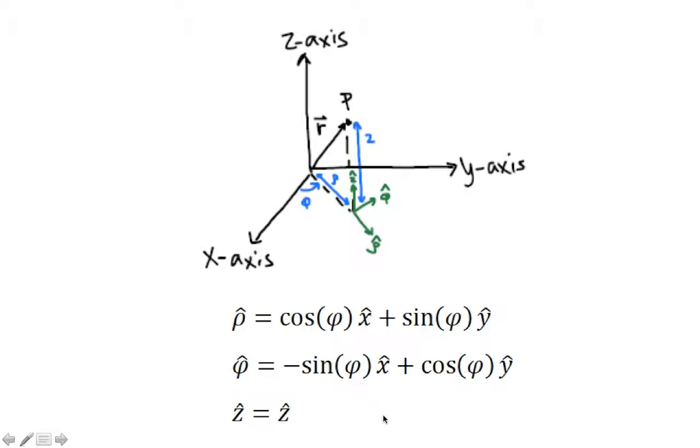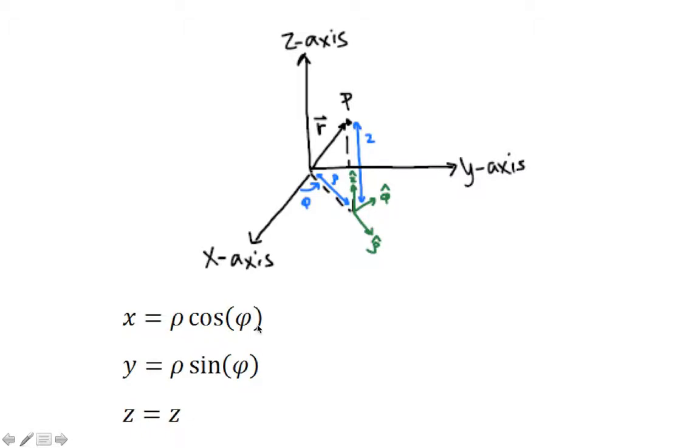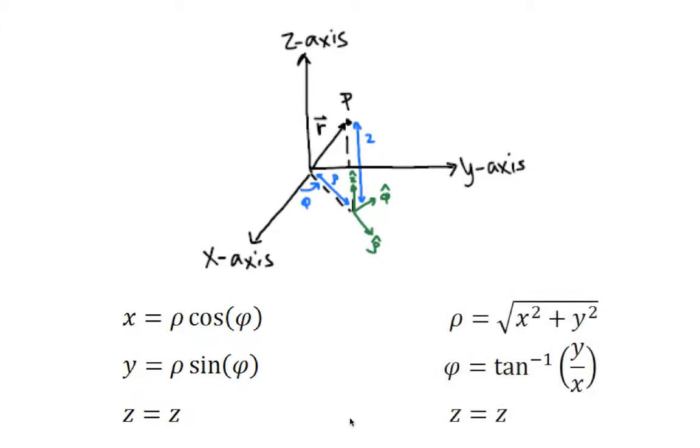Let's go ahead and keep defining the displacement vector in terms of these unit vectors. To do that, we're going to have to define our coordinates. x is just going to be rho cosine phi, y is rho sine phi, and z is z. If we invert these coordinates, we'll find that rho is just equal to the square root of x squared plus y squared via the Pythagorean theorem. Phi again is just going to be the tan inverse of y over x, and z will equal z.